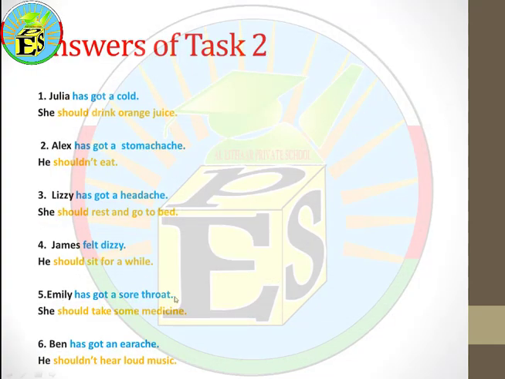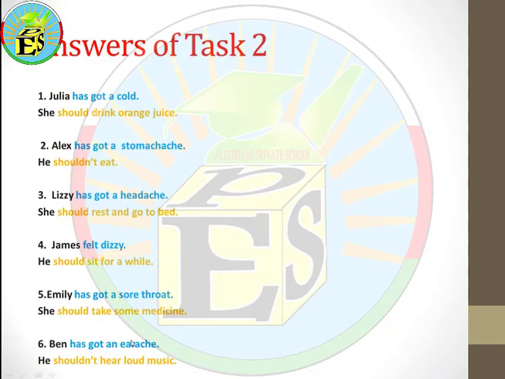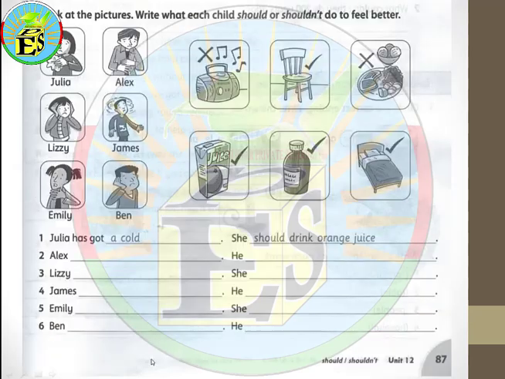Emily has got a sore throat. She should take some medicine. This is Emily. And this is the medicine. The last one is Ben. Ben has got an earache. He shouldn't hear loud music. This is Ben. And this is the picture matched with him.